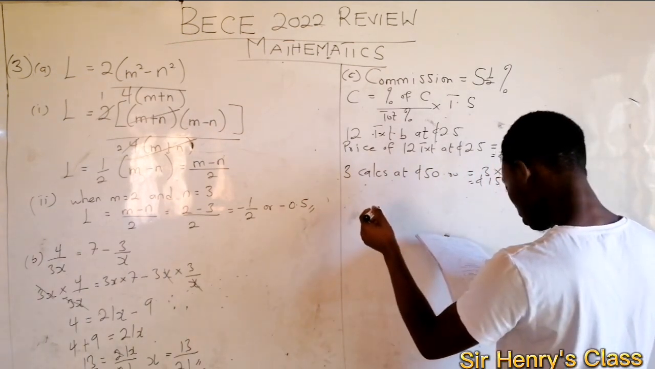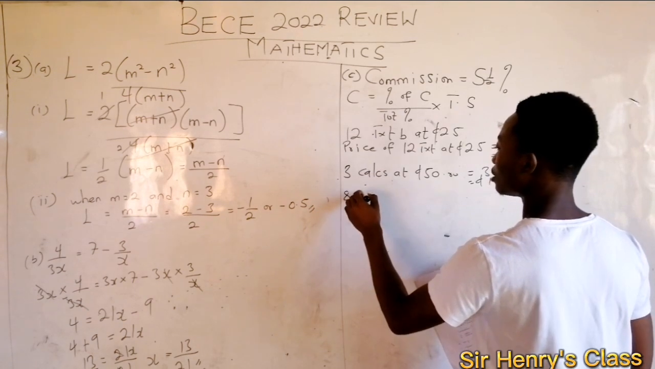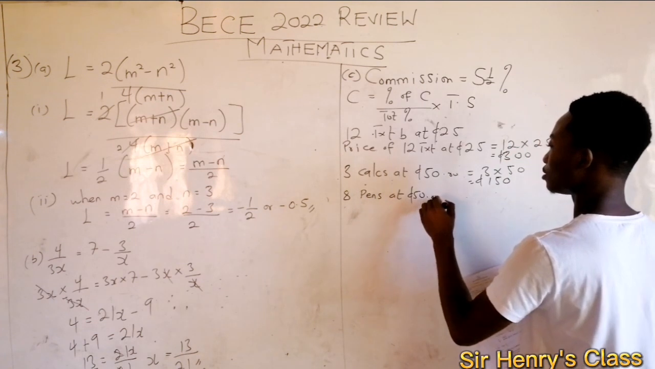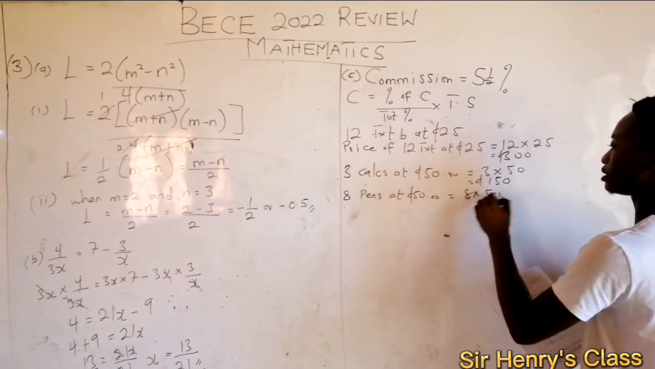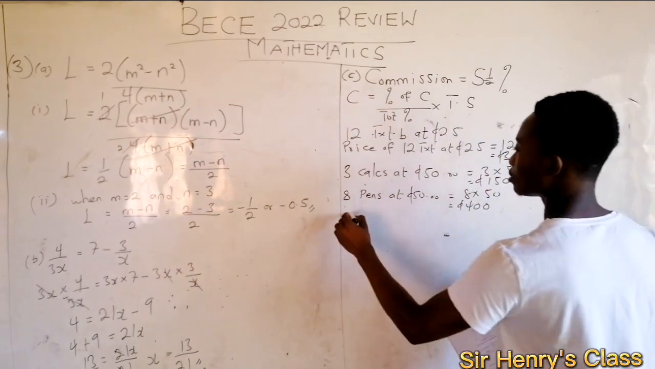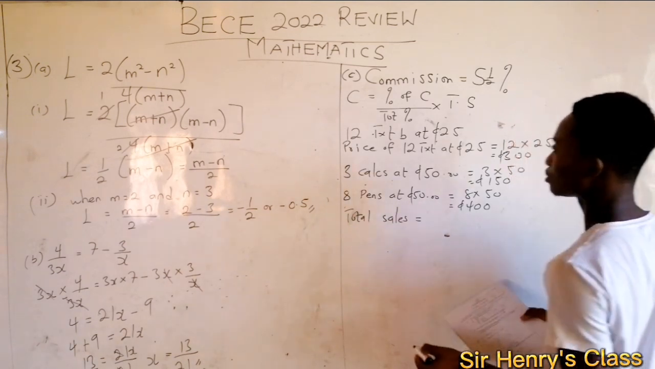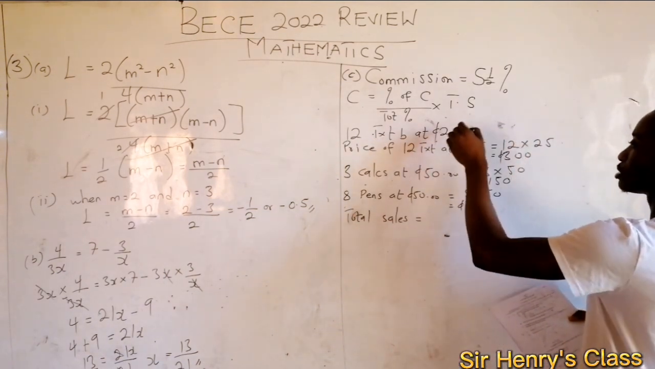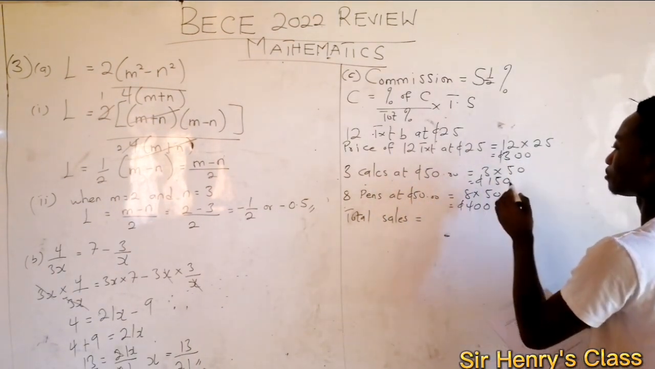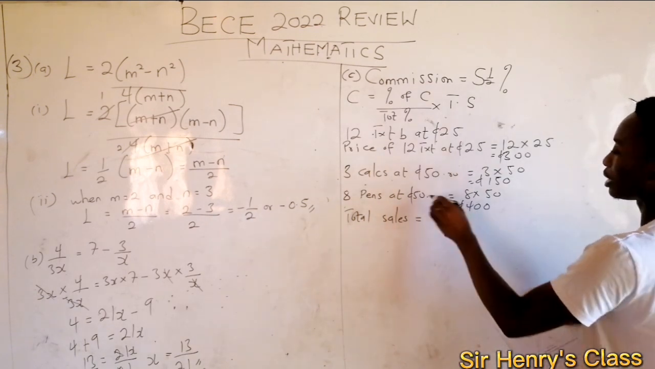And then the last one is 8 packets of Bic pens at 50 cedis each. So that is 8 times 50, and that gives us 400 cedis. So we need to find the total sales. He sold 12 textbooks, one is 25, he had 300 cedis. 3 calculators, one is 50, he had 150 cedis. 8 pens, one pack is 50, and then he had 400.